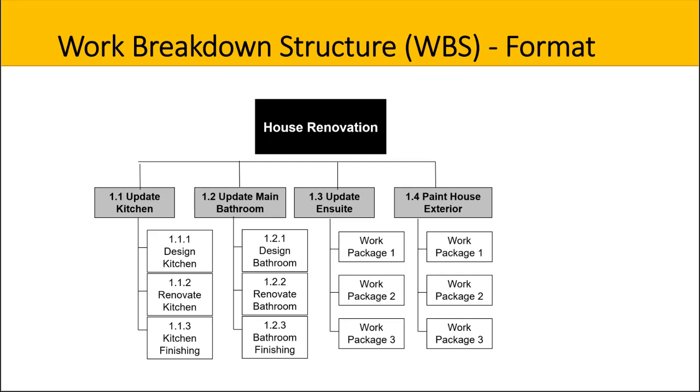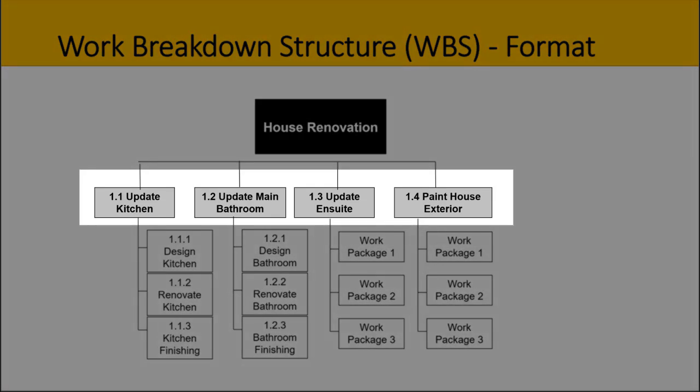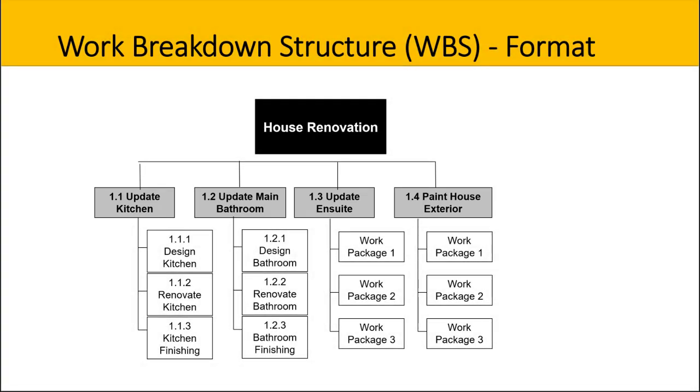It's a simple house renovation with 4 deliverables across the top. There's one for the kitchen, main bathroom, ensuite, and painting the exterior of the house. Note that the work breakdown structure should be coded to reduce confusion, and this coding is taken into the Gantt chart. So at the top we can see 1.1 for update kitchen, followed by 1.2 for update main bathroom, 1.3 for the ensuite, and 1.4 for the house exterior.